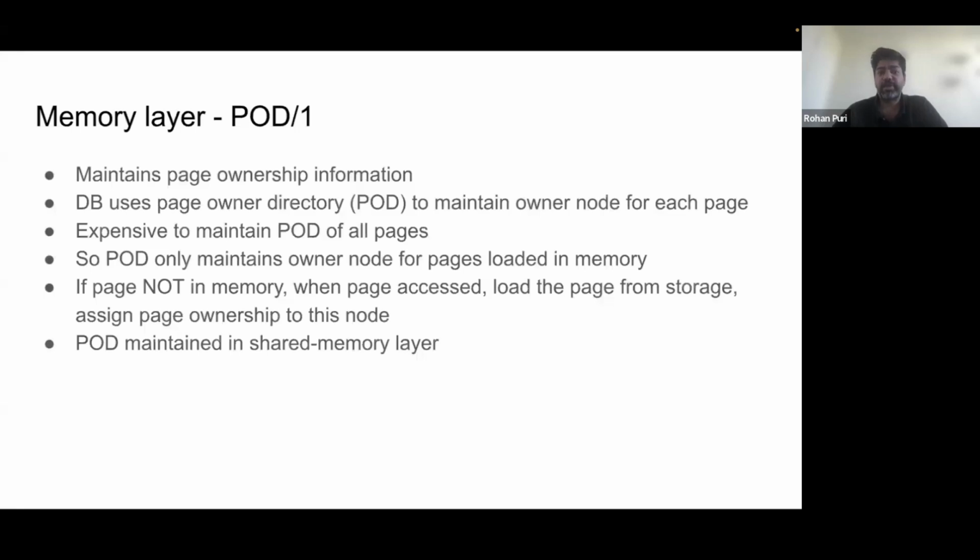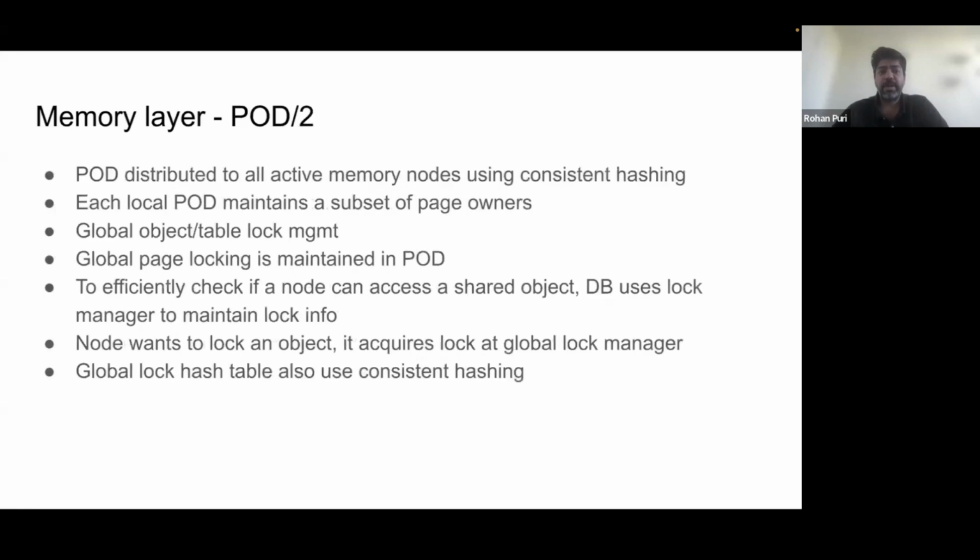But this leads to further problems because it can still be huge. Then you have to distribute it across all the memory nodes, and they use consistent hashing for that. So every local pod on the memory layer maintains a subset of page owners. The same applies to global lock management also. That is also maintained at the memory layer, and it's also spread out using consistent hashing.